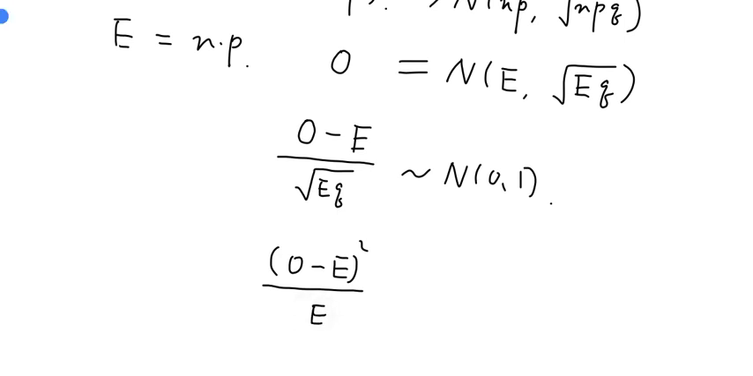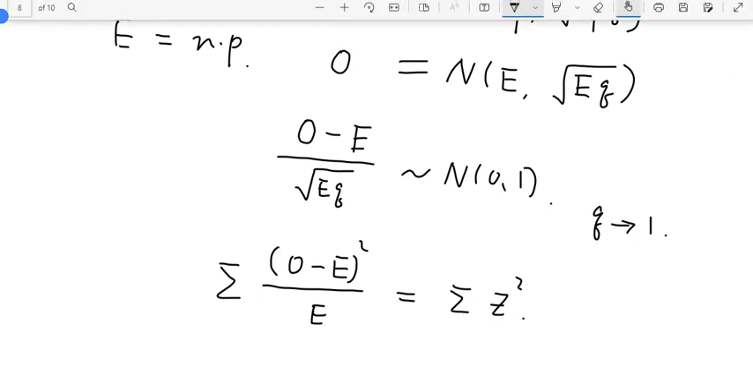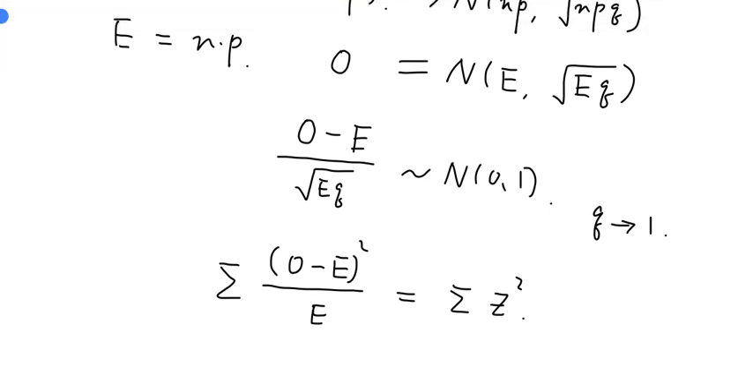But here q will be close to 1 for each cell. So we check all cells, and this looks like a summation of those chi-squares, right? So this is actually where the chi-square test comes from, because this follows the chi-square distribution, or more precisely, those things will be close to the chi-square distribution, right?